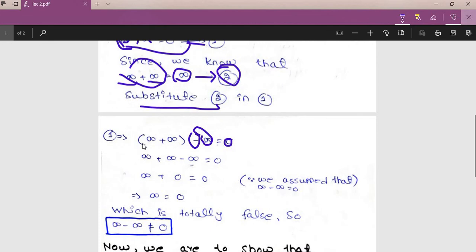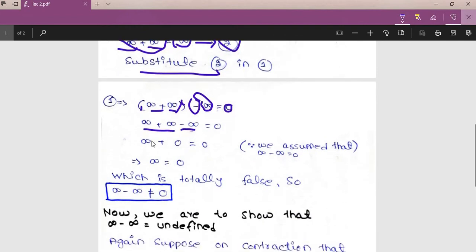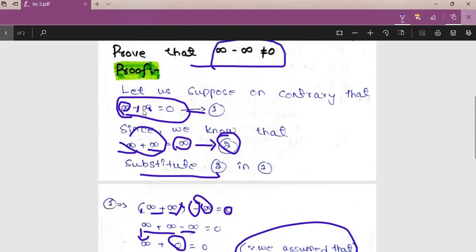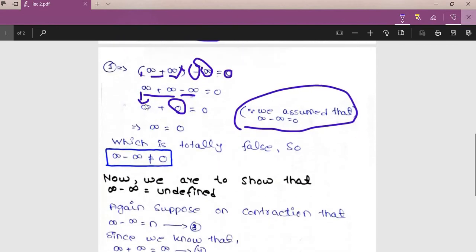Again we can just write it as infinity plus infinity. We just remove the brackets. Infinity plus infinity minus infinity is equal to 0. This infinity came in its place, and infinity minus infinity is equal to 0 because we have assumed that. So we can write 0 instead of these two terms.